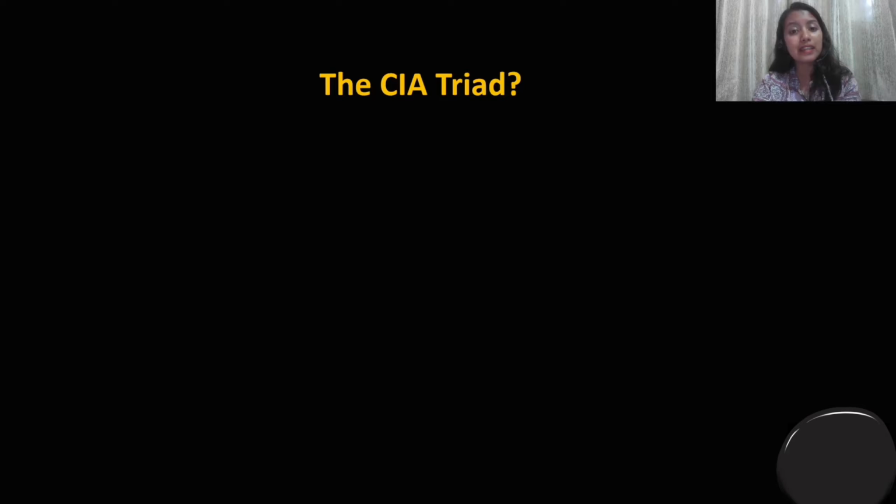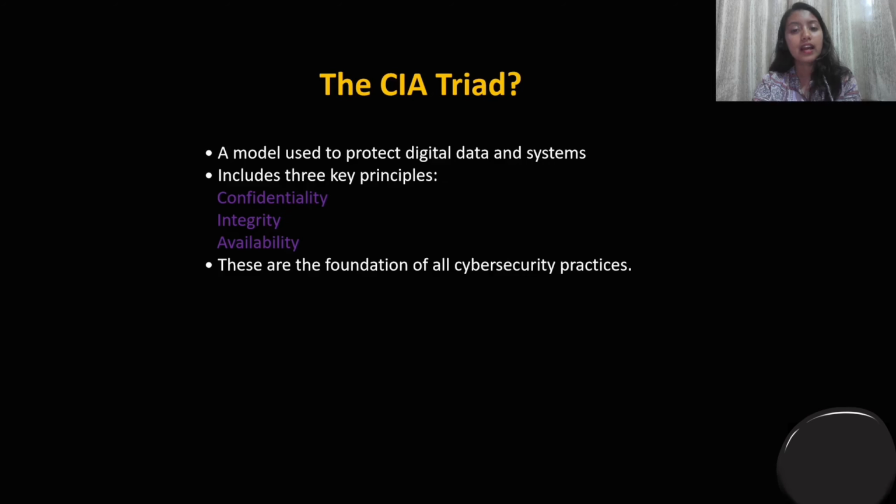So the answer begins with understanding the CIA triad, the three most important goals of cybersecurity. CIA stands for confidentiality, integrity, and availability. The CIA triad is a simple but powerful model in cybersecurity. These are the three principles used by every organization, developers, and security experts to protect information from any malicious activity. So, let's take each one step by step with examples.